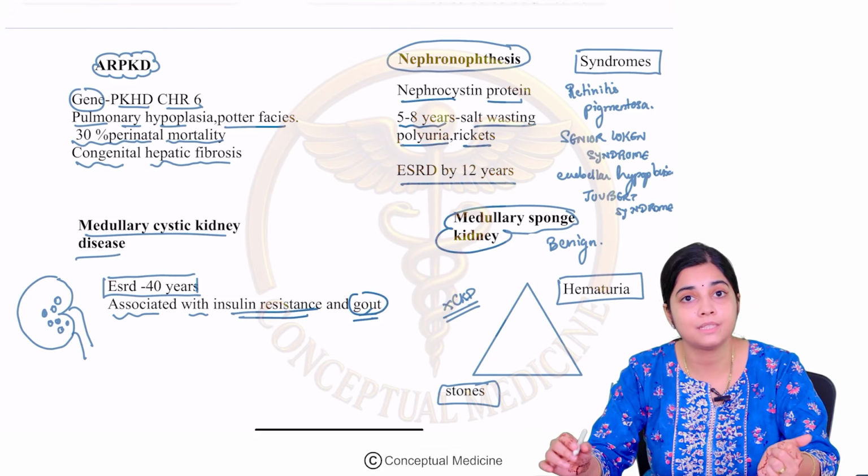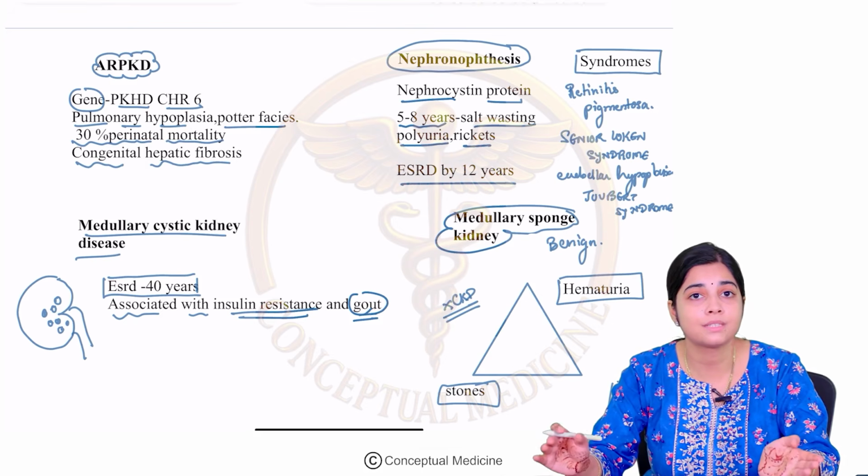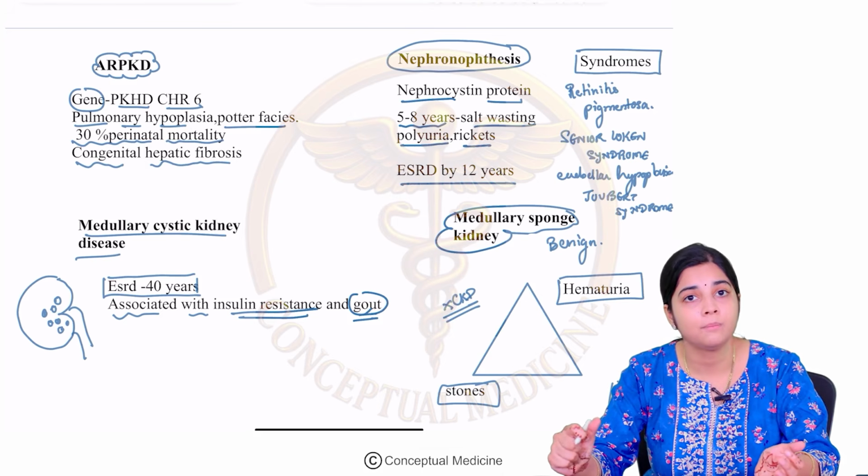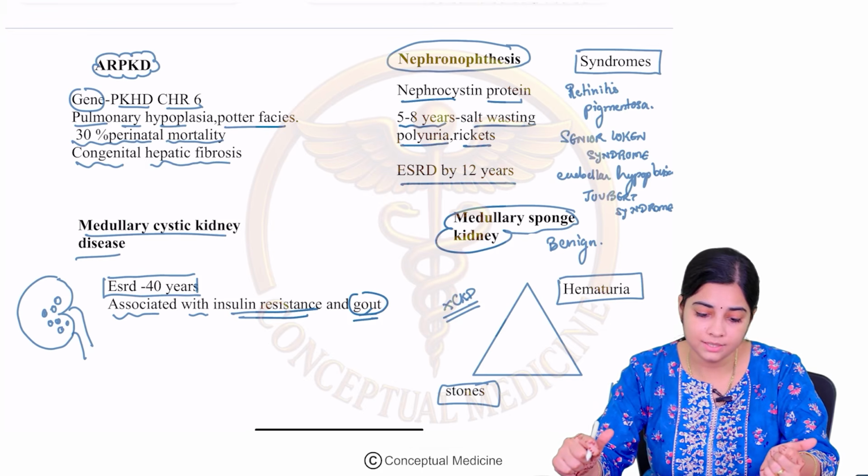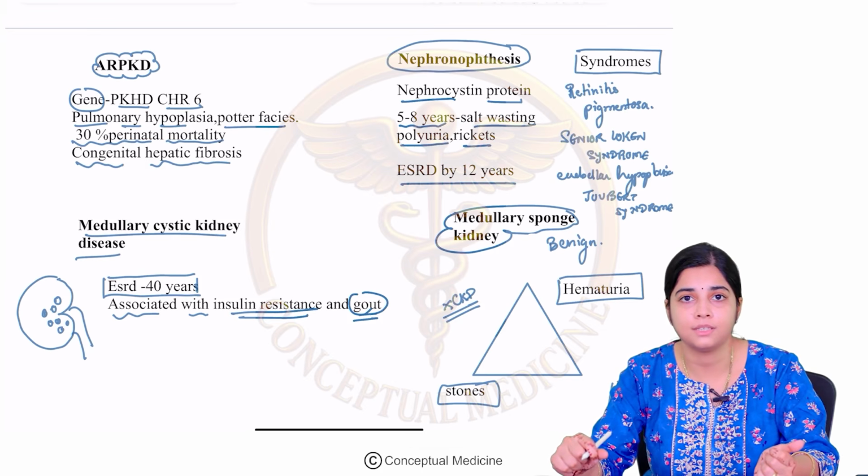Okay. So this brings us to the end of our discussion on cystic kidney disorders. We have learnt about autosomal dominant polycystic kidney disease, autosomal recessive, then we have learnt about nephronophthisis, medullary cystic kidney disease and medullary sponge kidney.